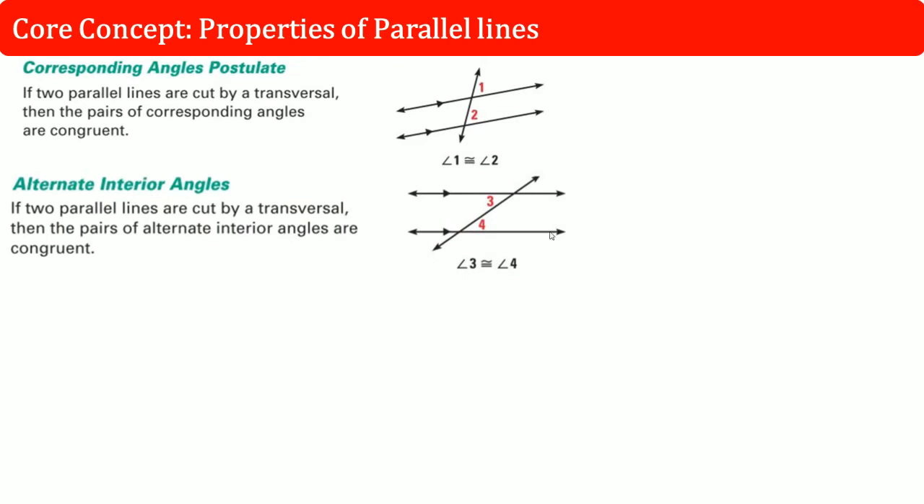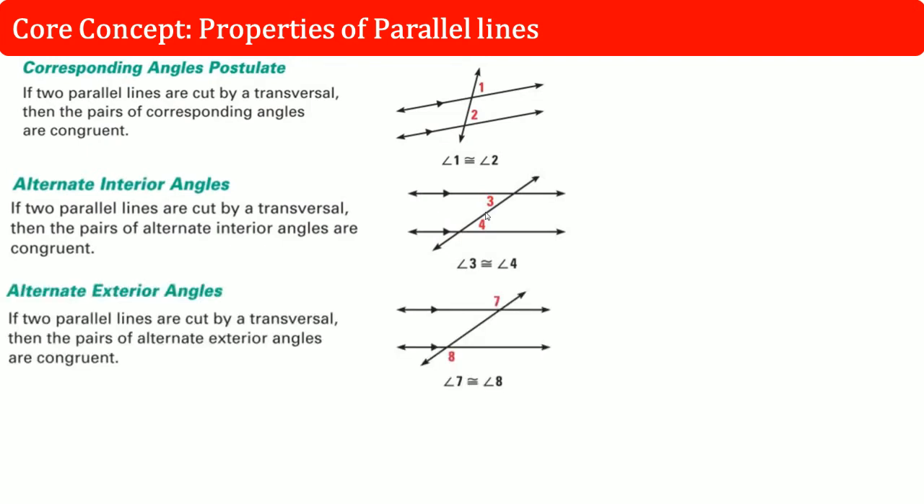If they're on the inside of the parallel lines but are flipped from each other, we call that alternate, because you see how they're alternating here. If they're alternating interior angles, they're also congruent. So angle 3 is equal or congruent to angle 4. And this is alternate exterior angles. So this is on the outside of the parallel lines. They're alternating. Those two are also congruent.